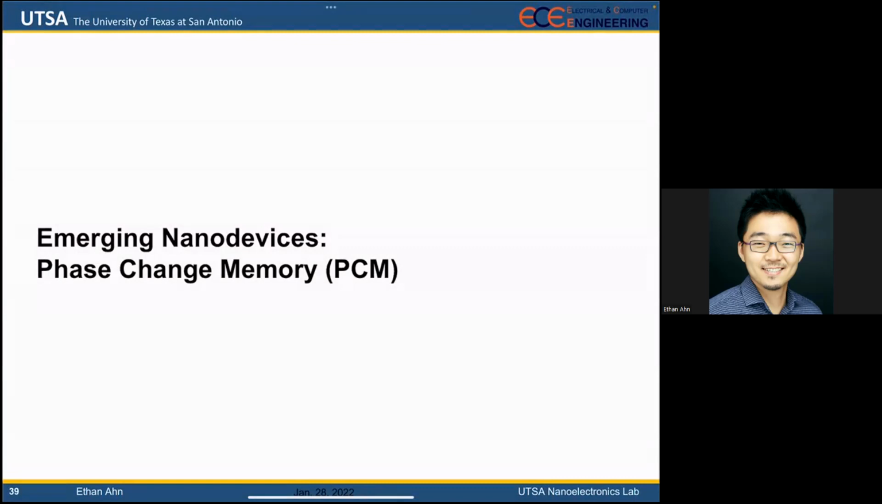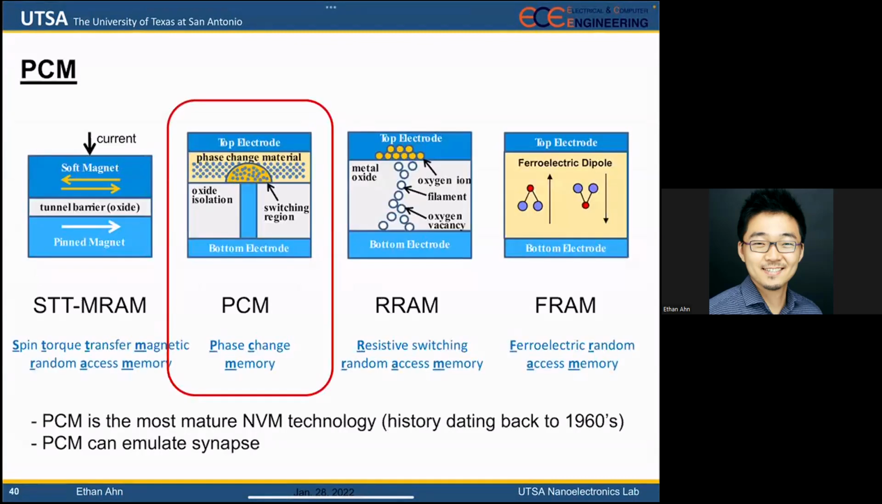So I'm going to also talk to you a little bit about PCM and also STT-MRAM technology. When it comes to PCM, phase change memory, it also has a relatively long history, dating back to the 1960s, because this phase change material has been used, for example, in optical storage devices. So it's a very mature technology. Although we could still call them emerging or new, among these emerging technologies, it is relatively mature.